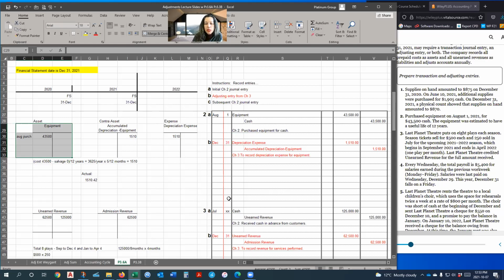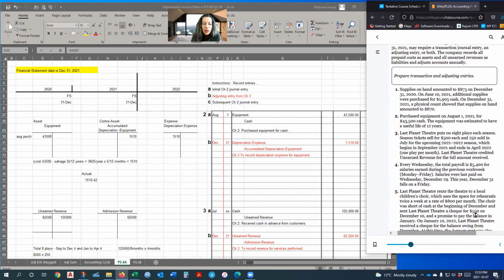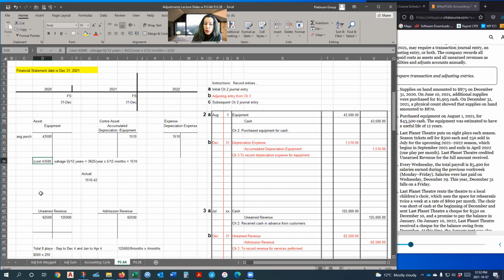Now we move ahead in time to December 31st, and we're ready to prepare our financial statements. So we look down our trial balance, we see we have an account called equipment. We say, oh, there's probably amortization here or depreciation. So we see that the equipment is estimated to have a useful life of 12 years, and it doesn't say anything about salvage value. So we assume no salvage value. Okay, so our cost is $43,000 minus 0 salvage value. It says it's going to last 12 years. So divide that by 12. And what you get is $3,625 per 1 year.